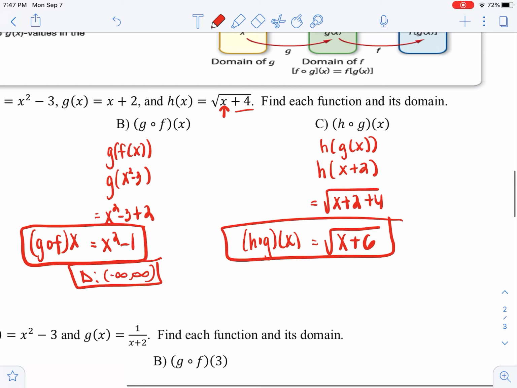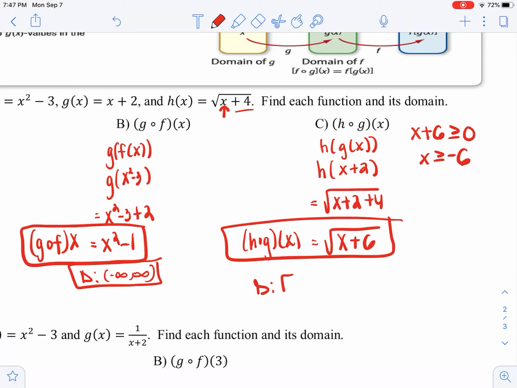Are there any restrictions? Yes, there are. There's a square root. We know that the argument, x plus 6, has to be greater than or equal to 0. That means x has to be greater than or equal to negative 6. If you need to draw it, you can, but that would look like this, bracket negative 6, comma, infinity. And there's your domain.